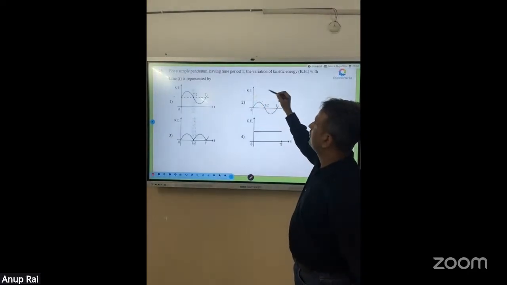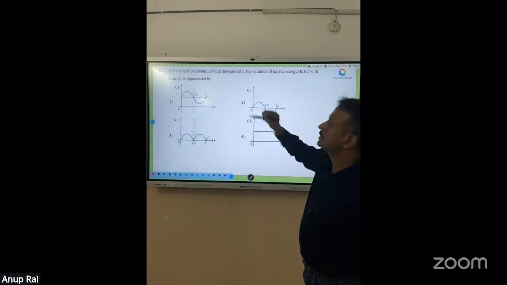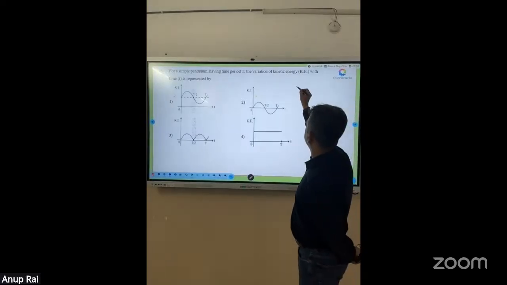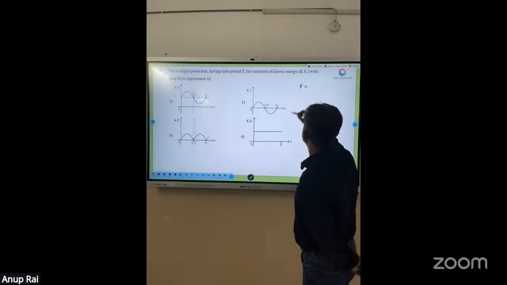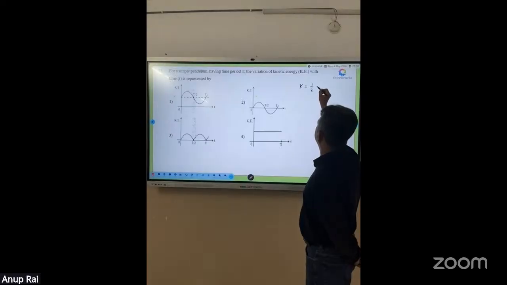For a simple pendulum having time period T, the variation of kinetic energy with time. We know that kinetic energy is equal to half mv square.